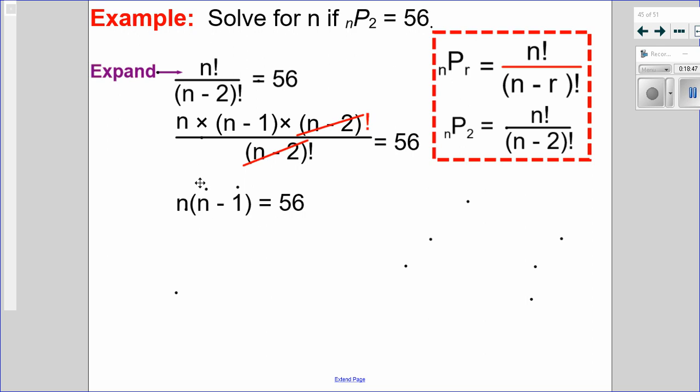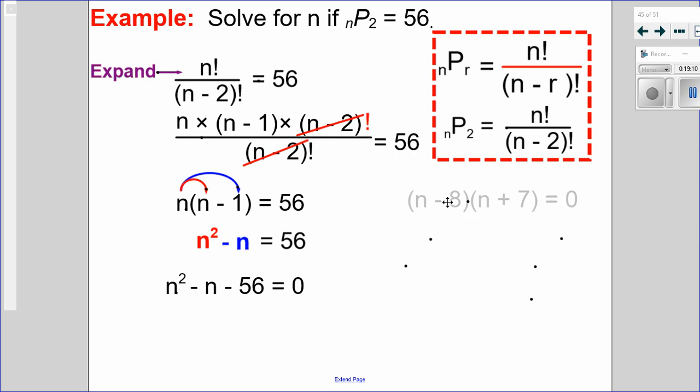So let's apply the distributive property. So n times n is n squared. n times negative 1 is negative n, and that will equal 56. So with quadratics, we always want to set them equal to 0. So we have n squared minus n minus 56 equals 0. So now I just have to factor that. So two numbers that multiply to negative 56 and add to negative 1. Go ahead and factor it, and then I set each factor equal to 0.